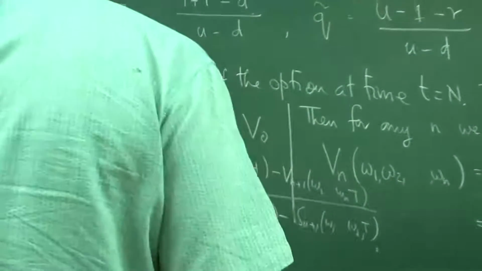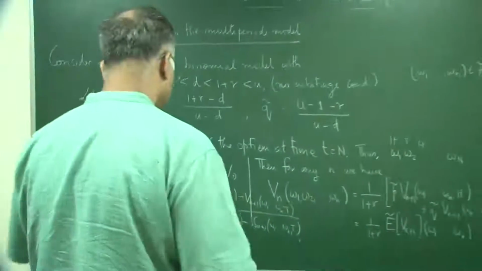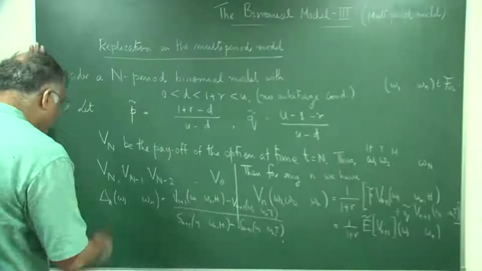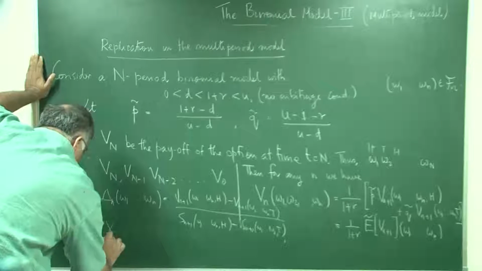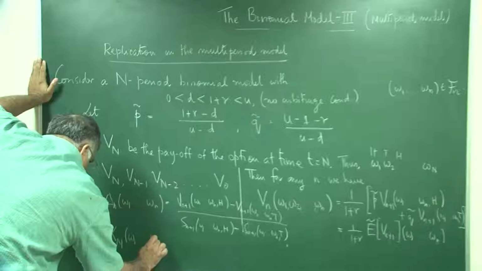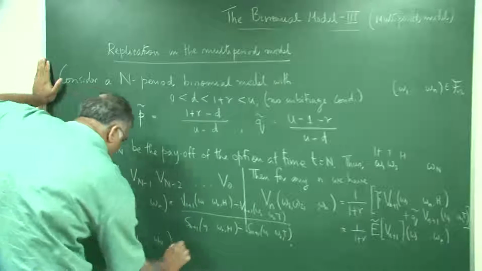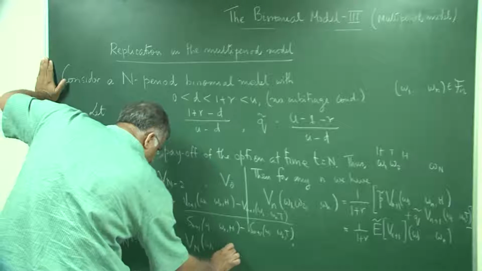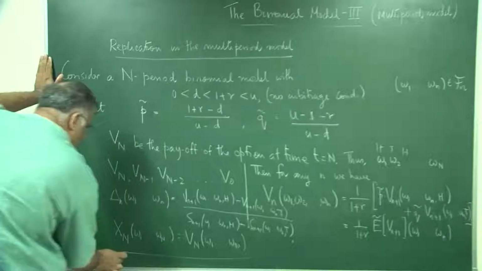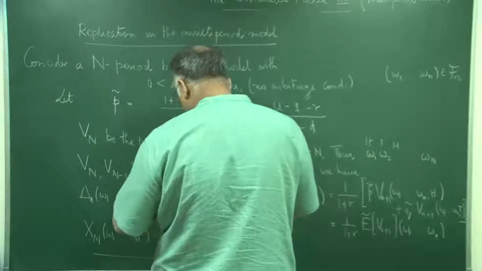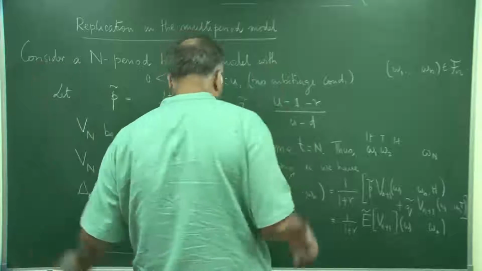Now, of course, at the end you have this fact that Xn of omega 1 omega n must be the same as Vn of omega 1 omega 2 omega n. So, this is the general formula. Once you know this fact, you just apply it in reverse and go back to V0.